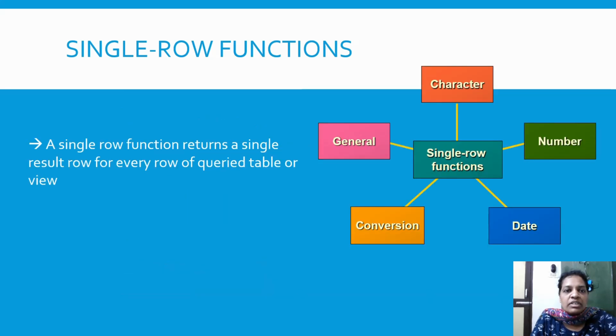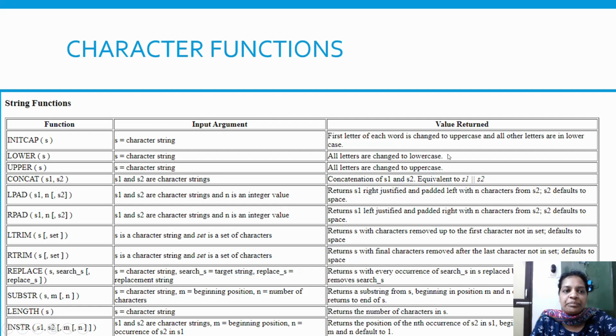A single row function returns a single result row for every row of a queried table or view. These are the different types that come under the single row function: character, number, date, conversion, and general. So first we will study the character functions, and these are the functions available in the character function.